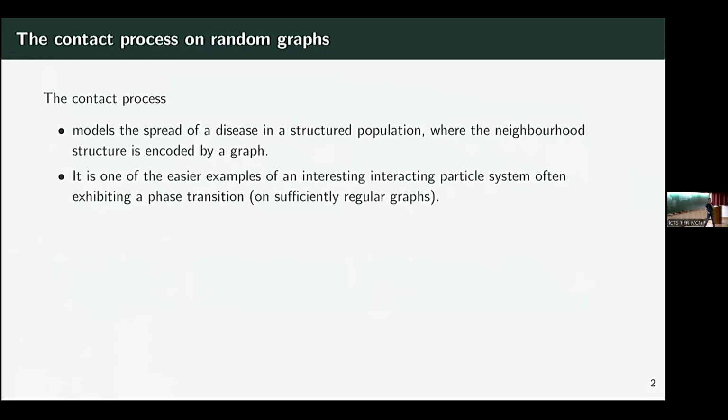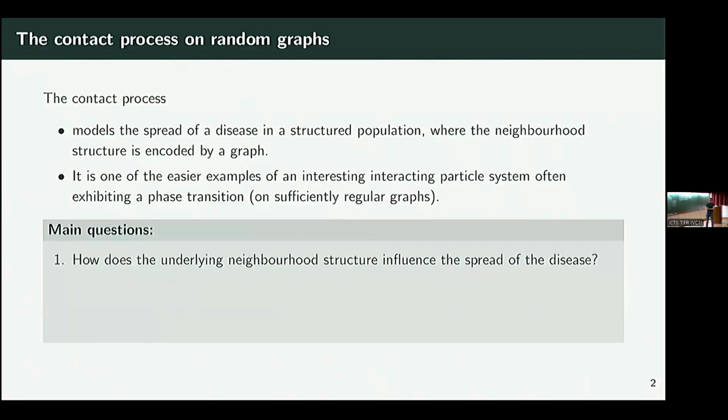The contact process is a process that models the spread of a disease. It could be information, whatever you want, on some sort of structured population. There's obviously lots of disease modeling that doesn't think about the underlying structure, but just thinks that everyone has a chance of contacting anyone else. So the contact process is a way of doing this on some prescribed neighborhood structure given by a graph. And maybe together with the voter models, the contact process is one of the examples of an interesting interacting particle system, which is relatively easy to describe, but has an interesting phenomenology behind it.